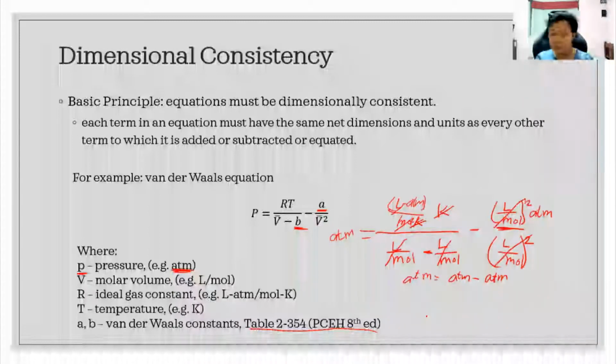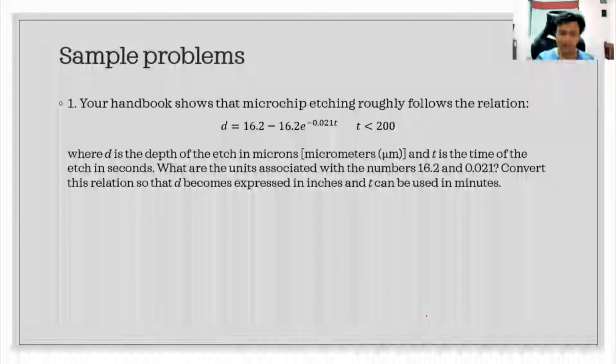Okay, so now let's move on to the next. We have a sample problem here. Your handbook shows that the microchip etching roughly follows the relation d is equal to 16.2 minus 16.2 times e raised to negative 0.021 t, where d is the depth of the etch in microns or micrometers, and t is the time of the etch in seconds. What are the units associated with the numbers 16.2 and 0.021? Then convert this relation so that d becomes expressed in inches and t can be used in minutes.